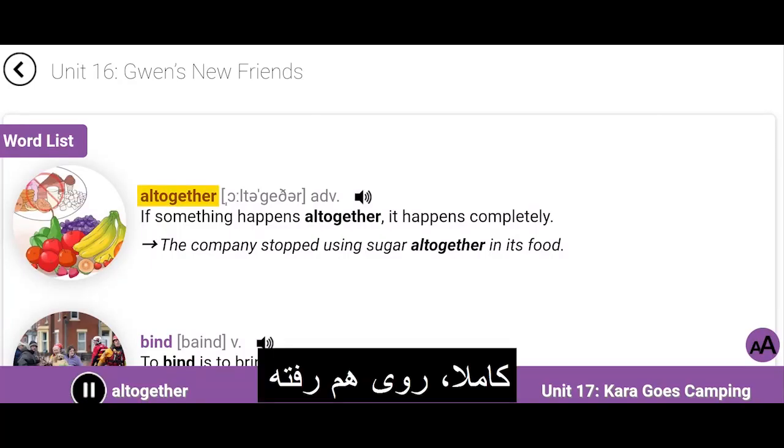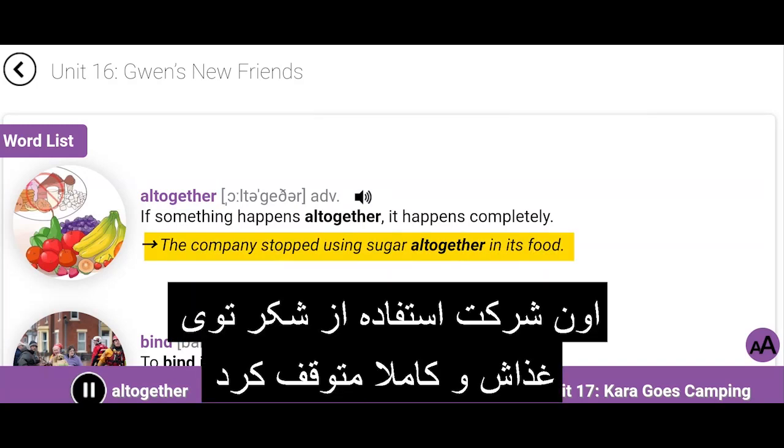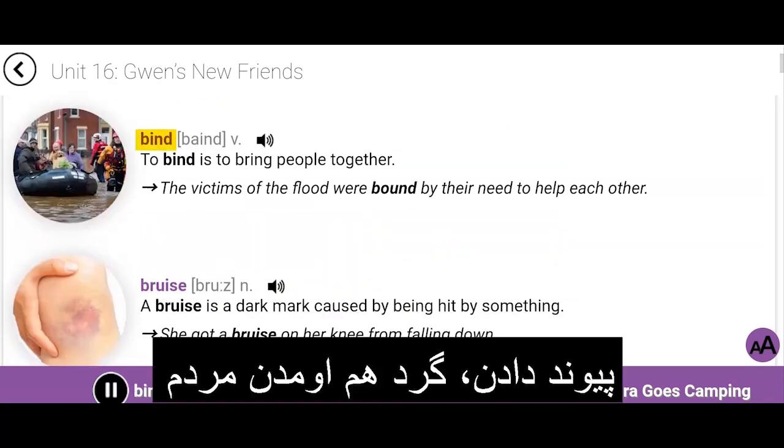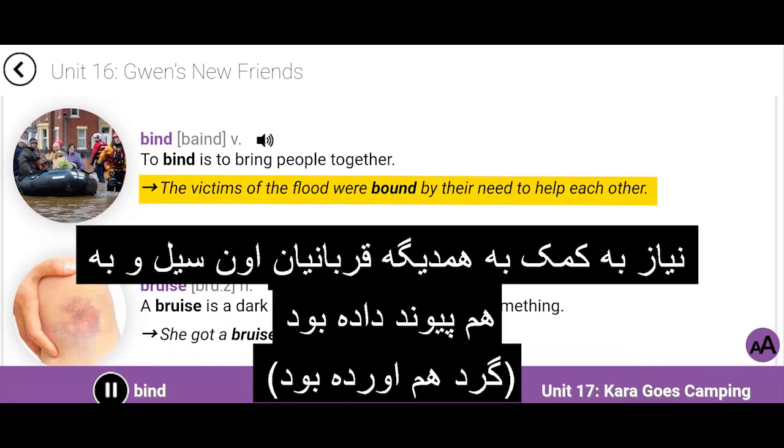Altogether. If something happens altogether, it happens completely. The company stopped using sugar altogether in its food. Bind. To bind is to bring people together. The victims of the flood were bound by their need to help each other.